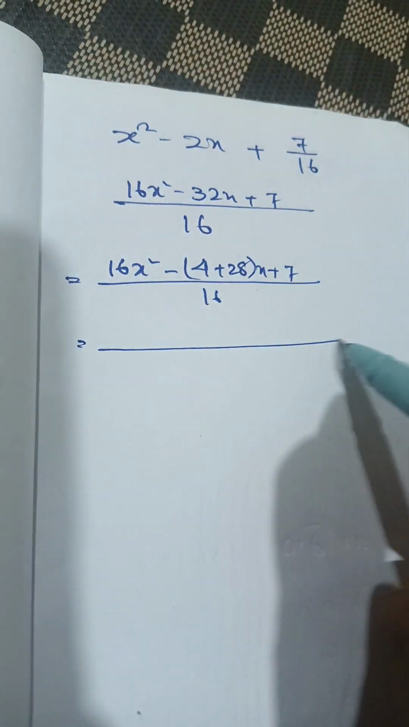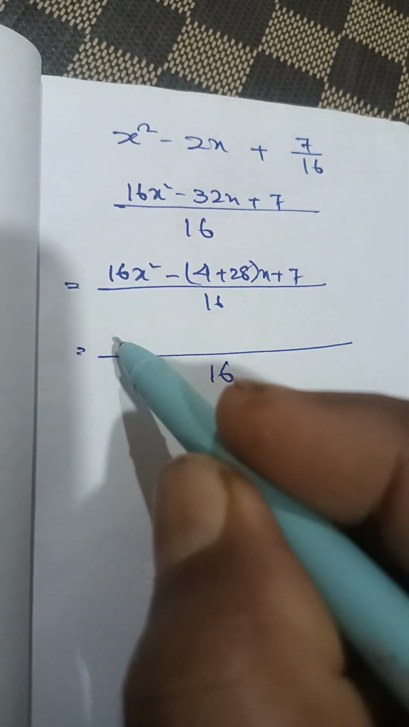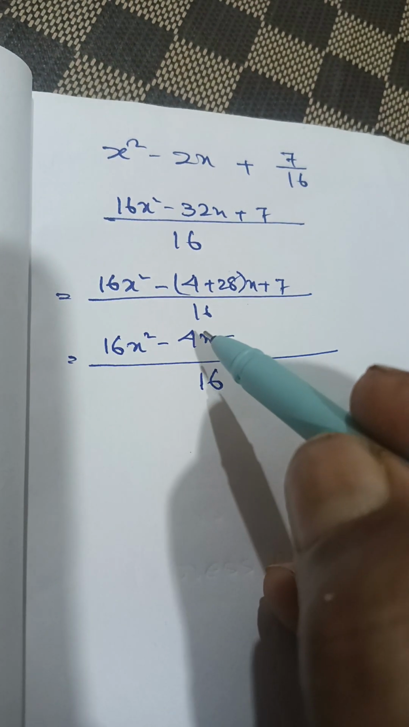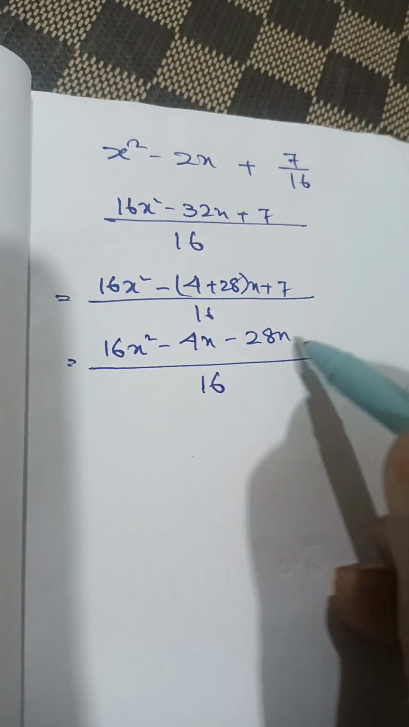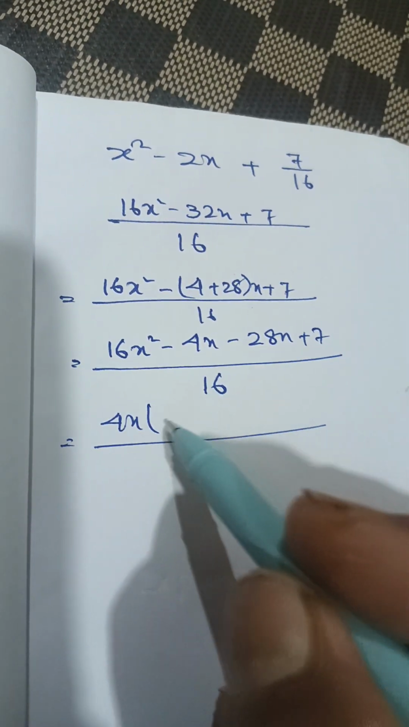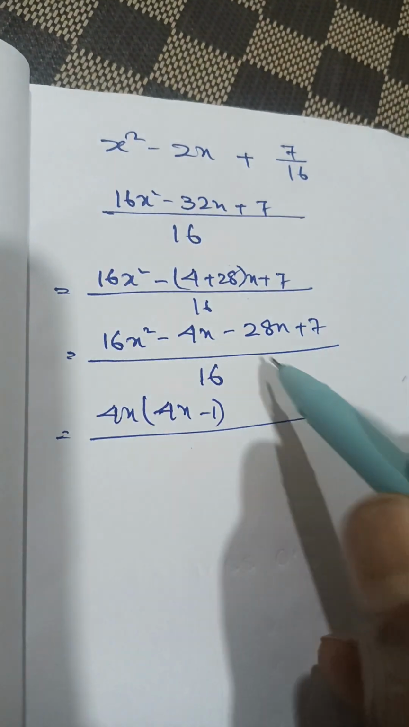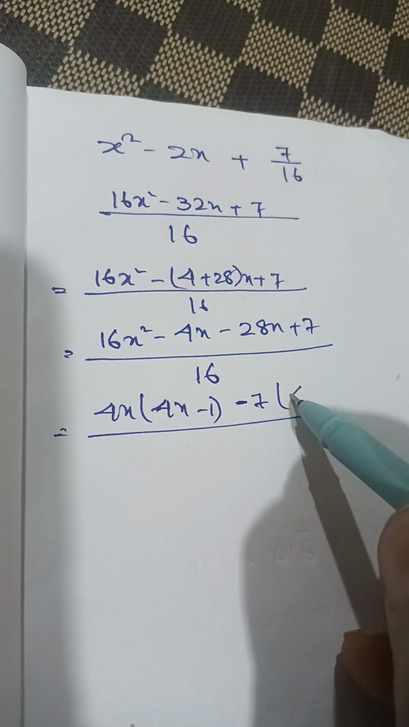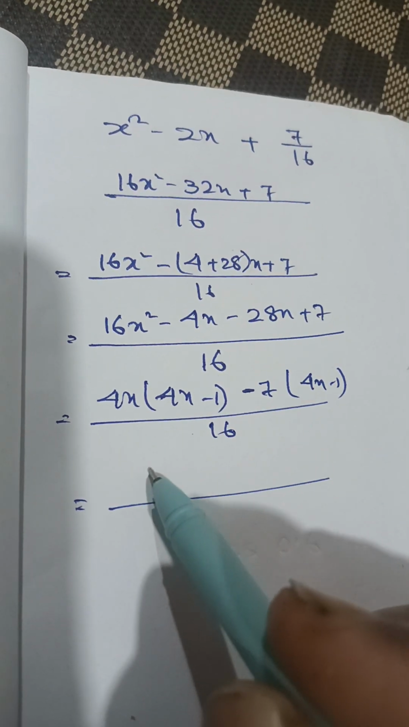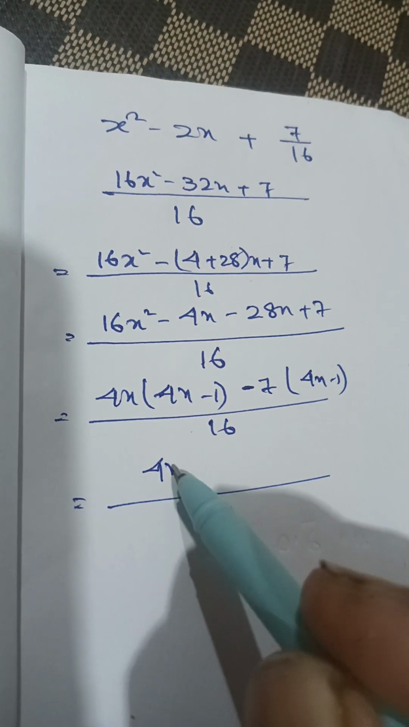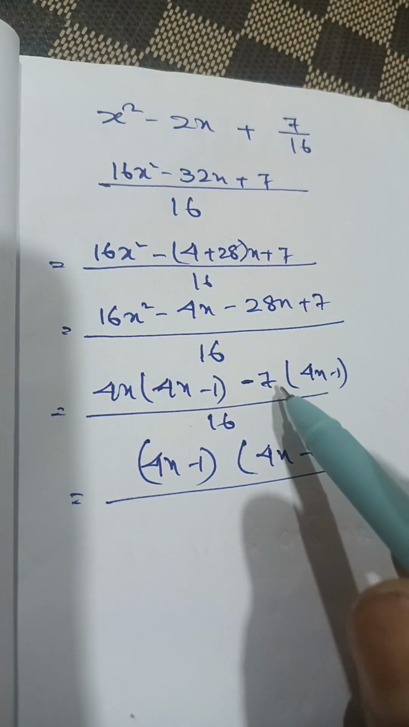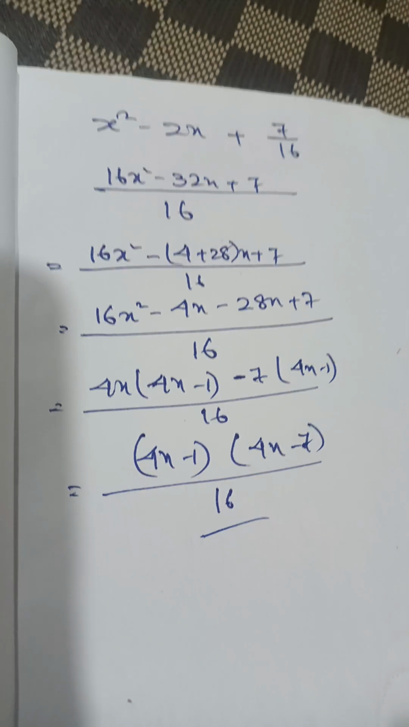Now you keep it same in every line, and this can be written as 16x square minus 4x minus 28x plus 7. After this you take common 4x. When I have taken common 4x, it will be 4x minus 1, and from these two we can take 7 common. It will be 4x minus 1 divided by 16. Next you take common from these two. 4x minus 1 is common, so 4x remains in the first term and 7 remains in the second term, divided by 16. That is the answer.